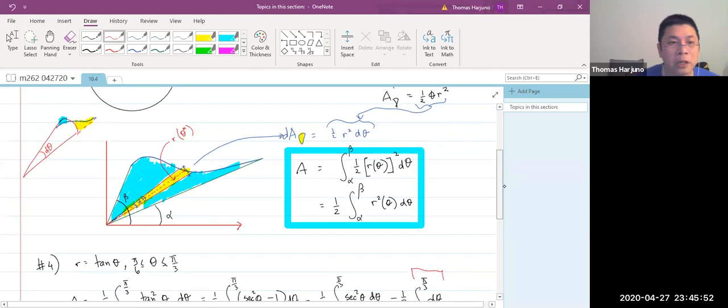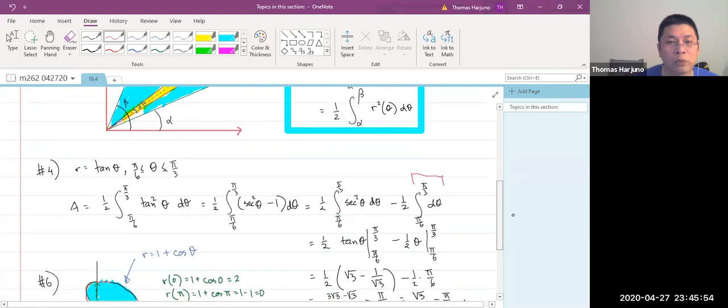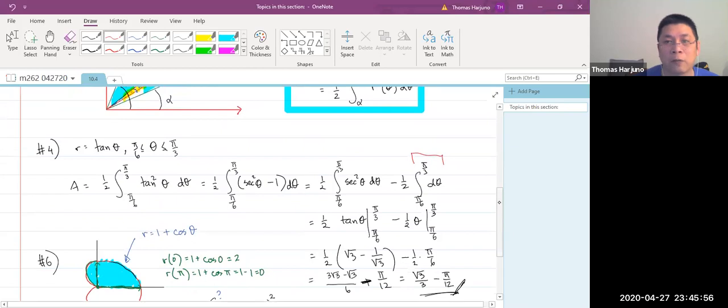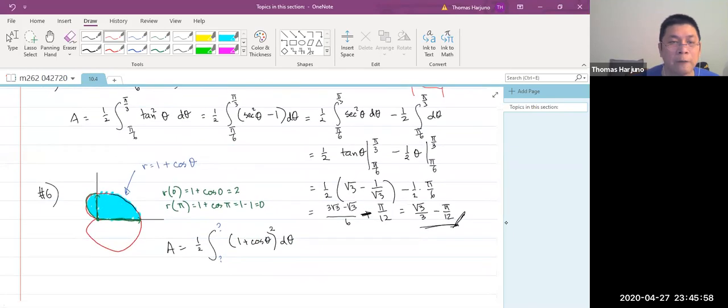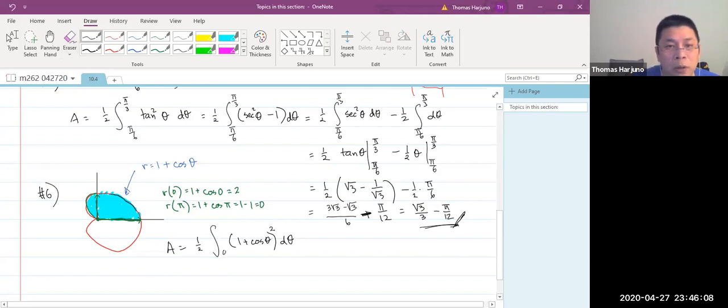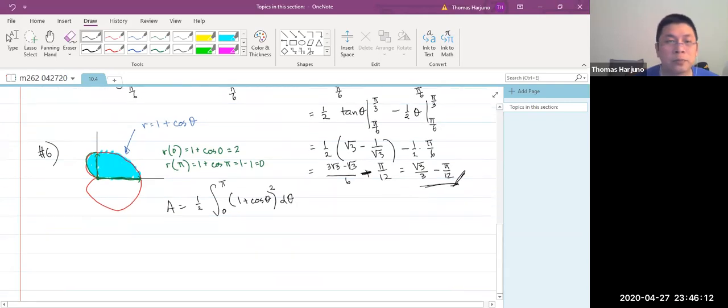Now, applying that to number 4, this is what we get. And then for number 6, this is what I get. Now for number 6, continuing from this, the angles will be from 0 to pi. Okay, and then let's see how to compute that. Again, I assume you should be able to compute it on your own.